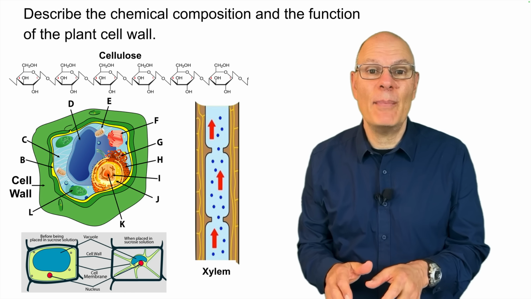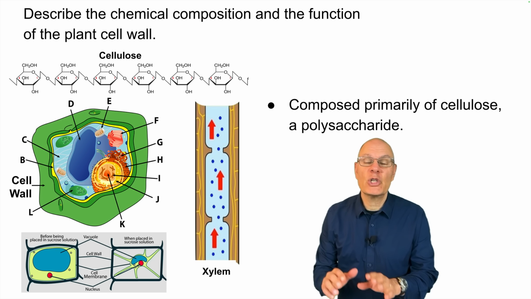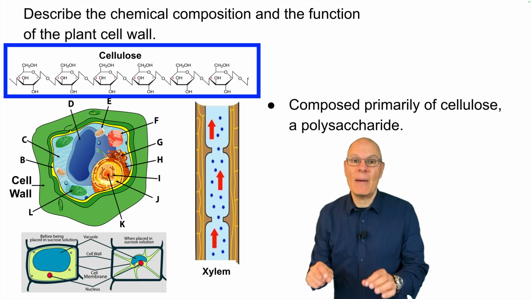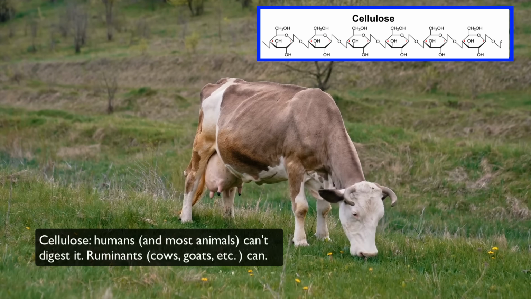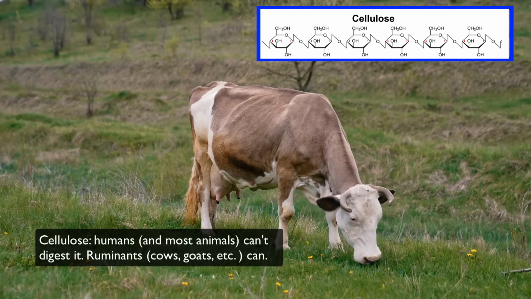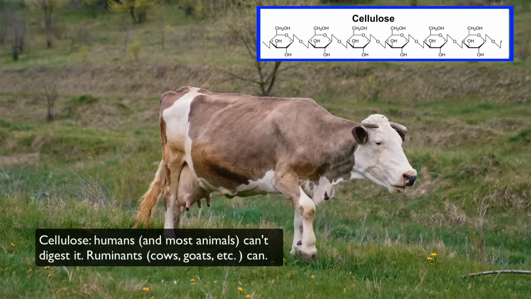Describe the chemical composition and the function of the plant cell wall. The cell wall is composed primarily of cellulose, which is a polysaccharide. It's that polysaccharide that we can't digest, but which ruminants, cows, goats, can digest because they have symbiotic relationships that enable them to break that down and release food energy.